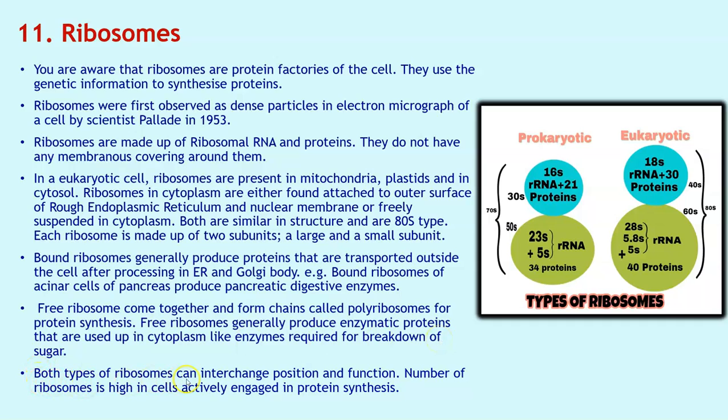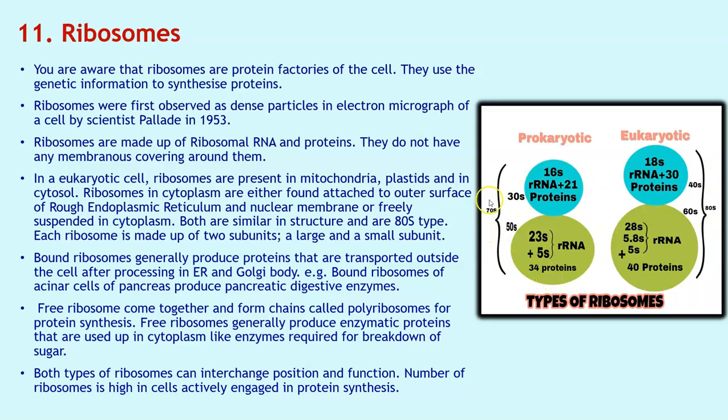Both types of these ribosomes can interchange positions and functions. The number of ribosomes is high in cells actively engaged in protein synthesis. It's obvious that since they play a very important role in the synthesis of proteins, the number of ribosomes is usually high in such cells.